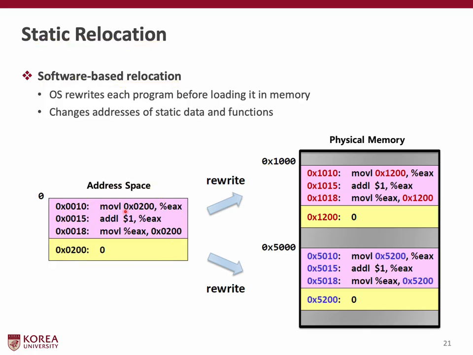So, for example, the address of the first instruction is 10, and 10 becomes 1010 like this, and 200 also becomes 1200. This is because the actual physical starting address of this process is 1000. I mean, here all memory addresses in the program were written assuming that the start address is 0. So all these address values must be increased by 1000 after loading.